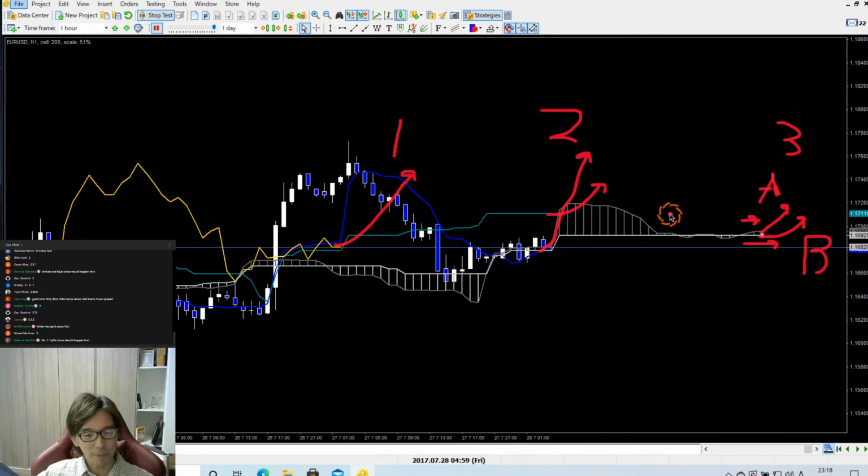Ichimoku scalping, I don't recommend. I don't recommend you to scalp with Ichimoku because Ichimoku is a bit lagging. So for day to swing traders, I think it's effective, but not for scalping, in my opinion. Should be up to price.